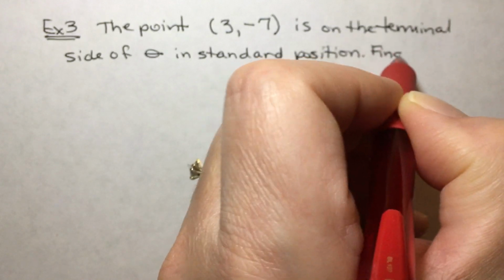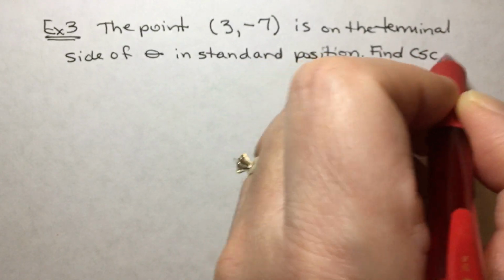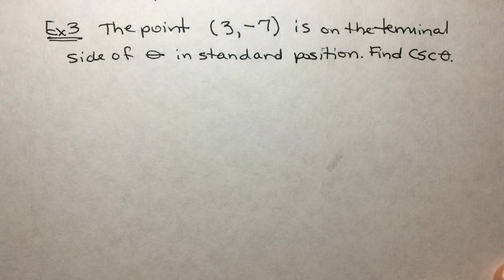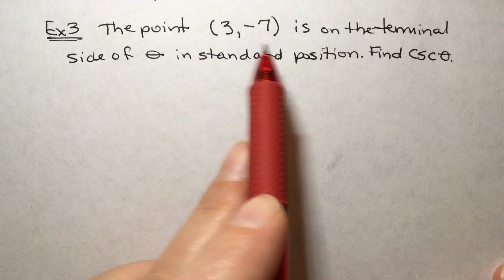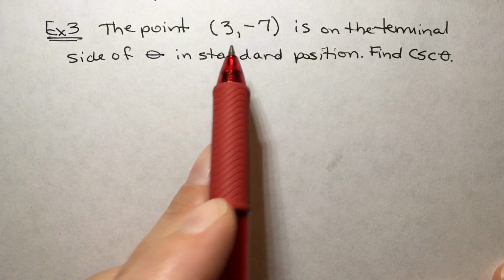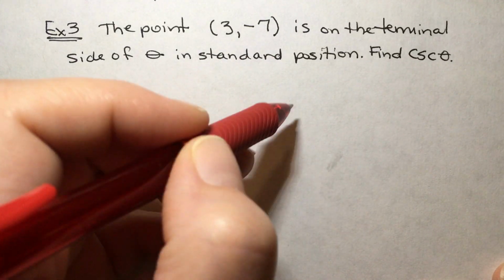And we want to find the cosecant of theta. So again, we need a picture. And this time they're giving us 2 sides of the triangle. So instead of a special case, we're just going to use the side lengths that they give us. So we'll start with a picture.